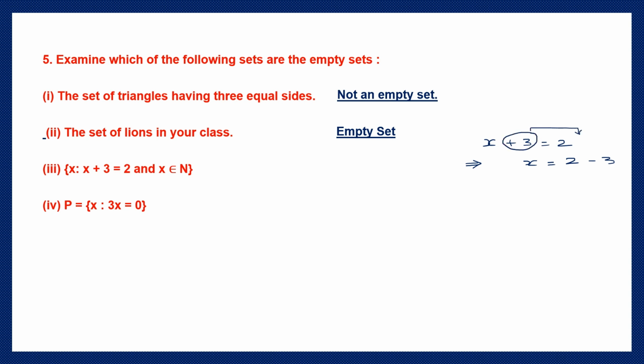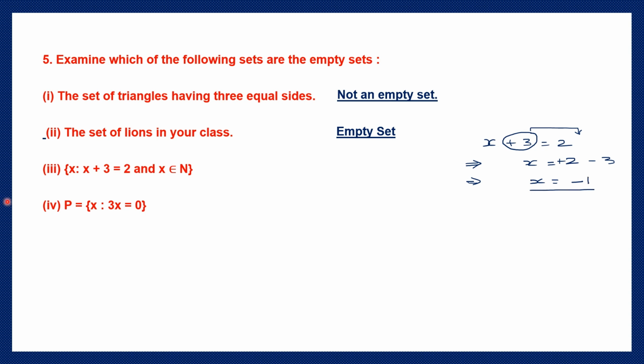It will become minus 3. So now we are going to find the value of x. X is equal to 2 minus 3. When signs are different, this has a plus sign and 3 has a minus sign. Signs are different, so put the sign of the bigger number and subtract. 3 minus 2 is 1. So the value of x is minus 1.